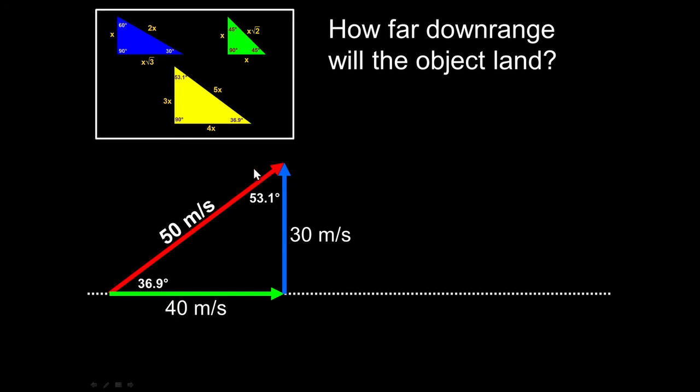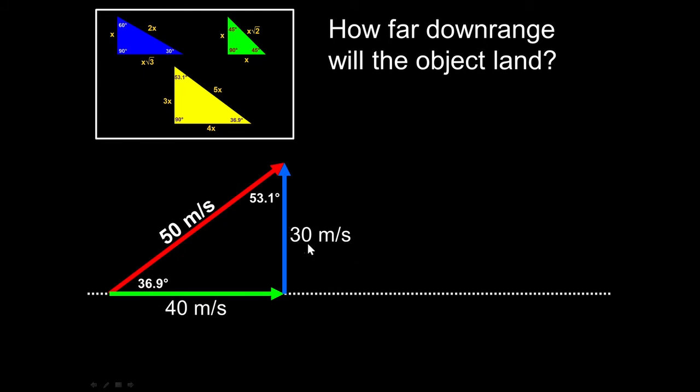Now in the previous video, when I was talking about vectors, I talked about special right triangles, 45, 45, 90, and 30, 60, 90, and those are the ratios of the sides for those triangles. But I also talked about a 3, 4, 5 Pythagorean triple. So if I shoot an object at 50 meters per second at a 36.9 degree angle, it's going to have 30 meters per second velocity up, and it's going to be going 40 meters per second horizontally.